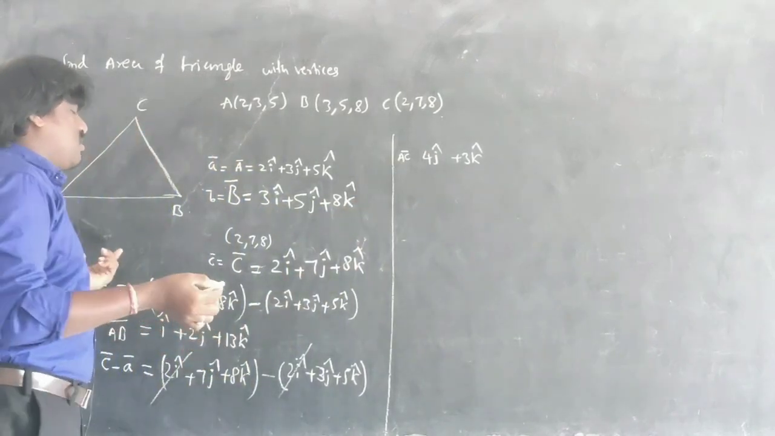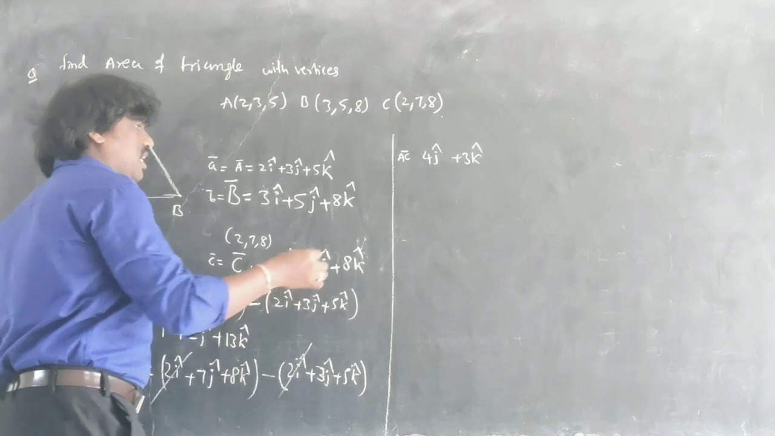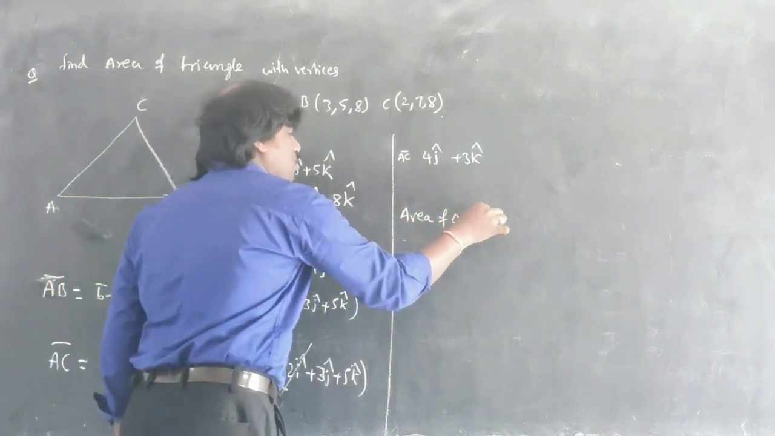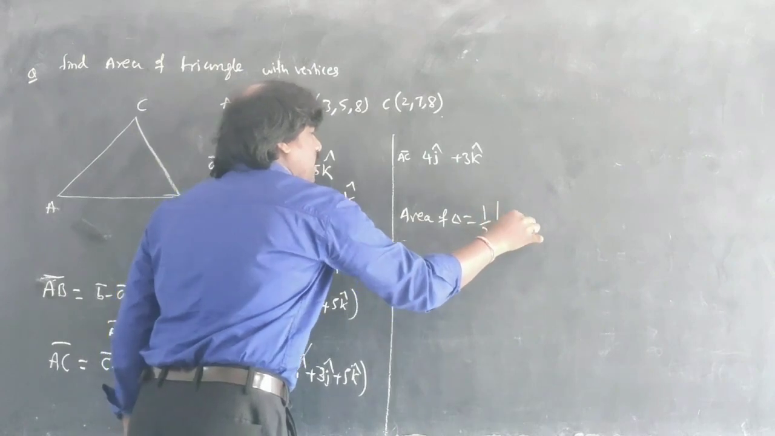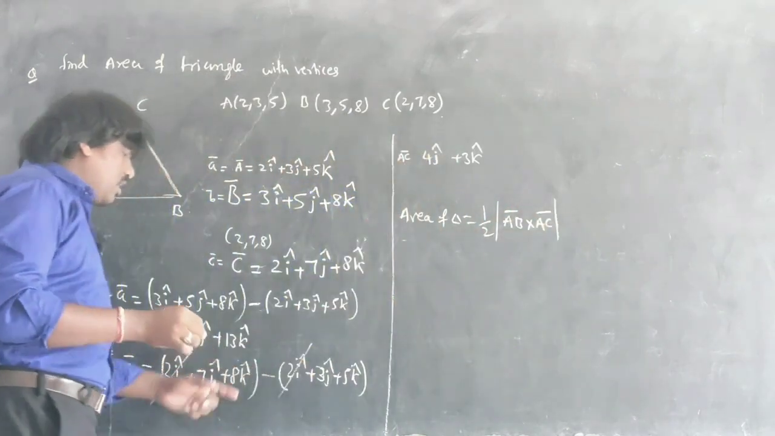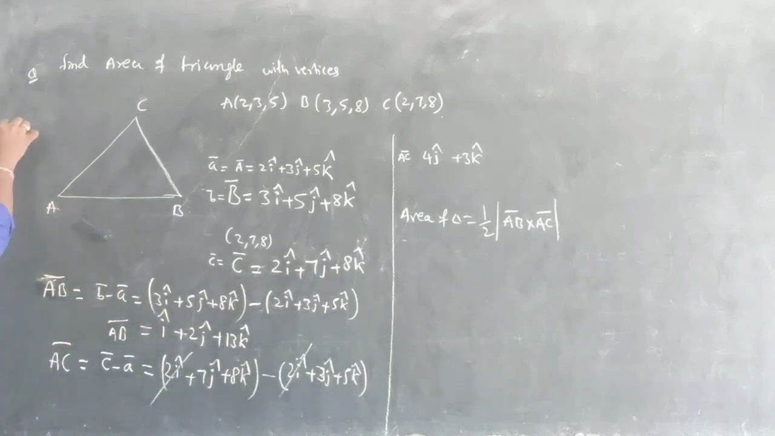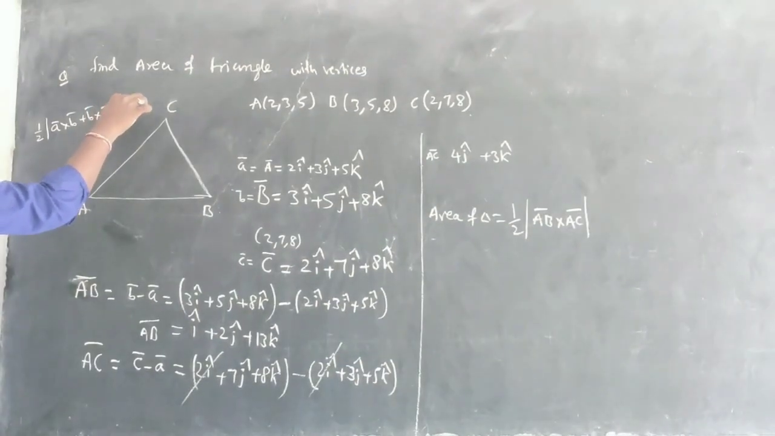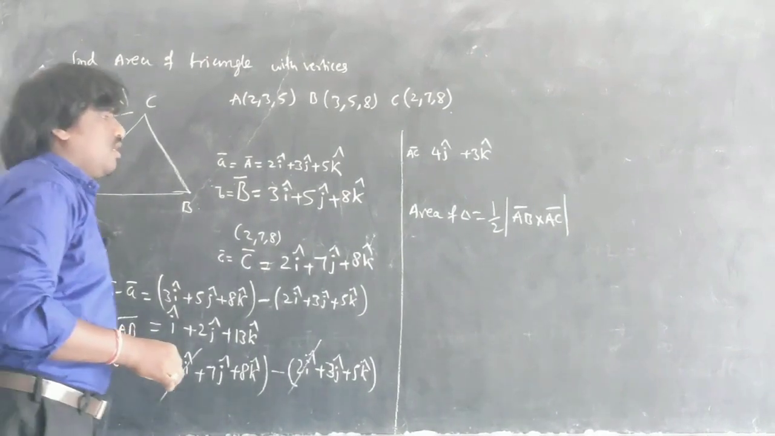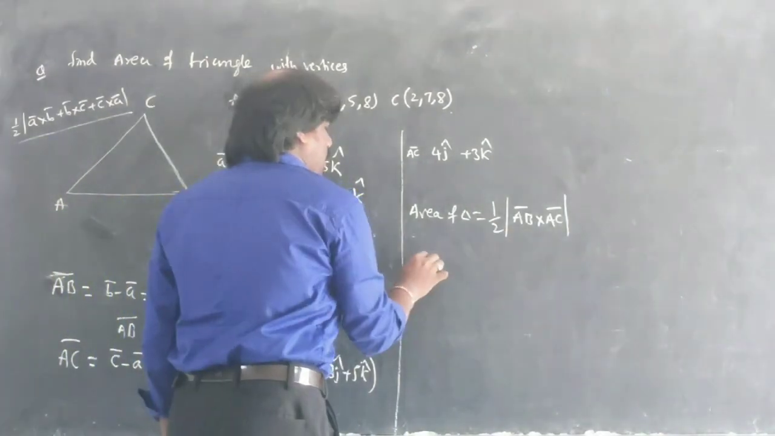Now the formula I can use here is: area of the triangle is equal to half of AB cross AC. I can use this one, or you can use half of A cross B plus B cross C plus C cross A. Even this you can use. Now the area will be from AB cross AC.